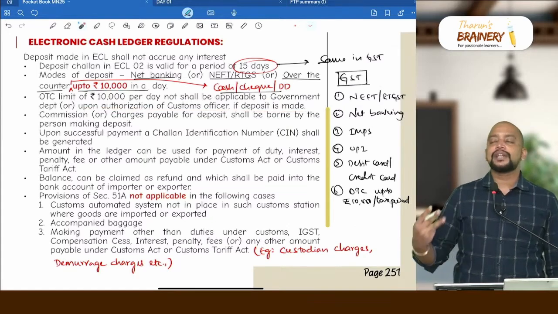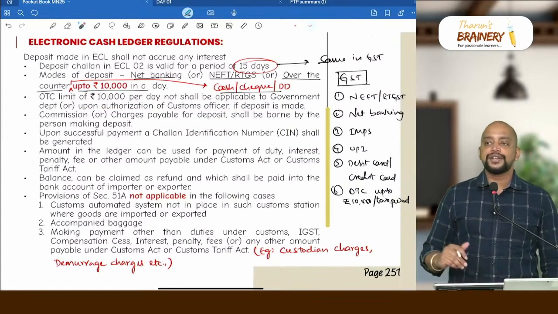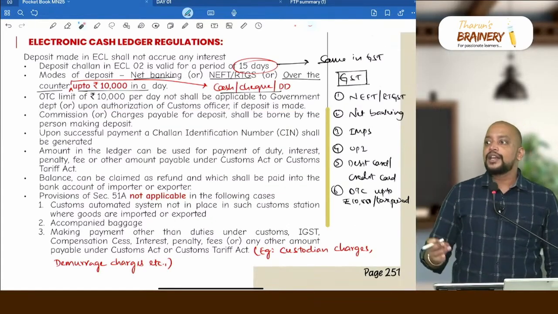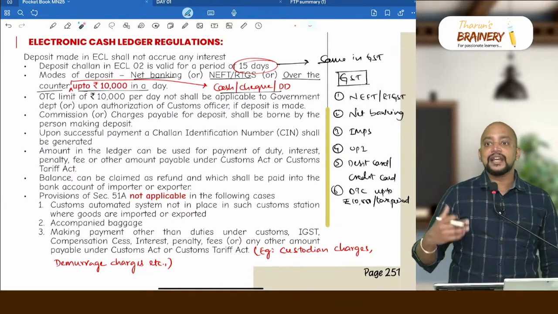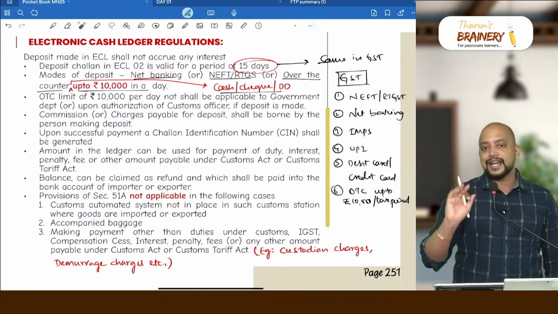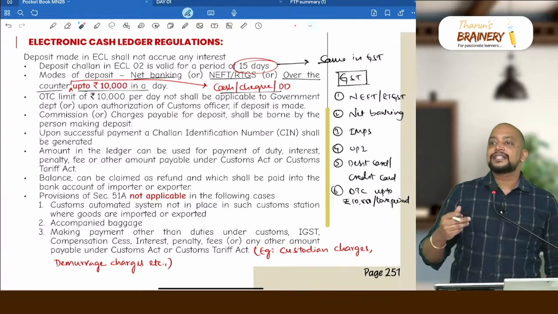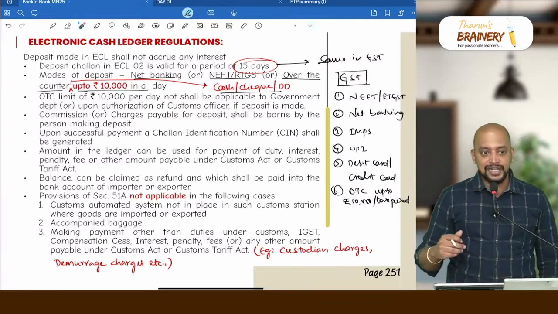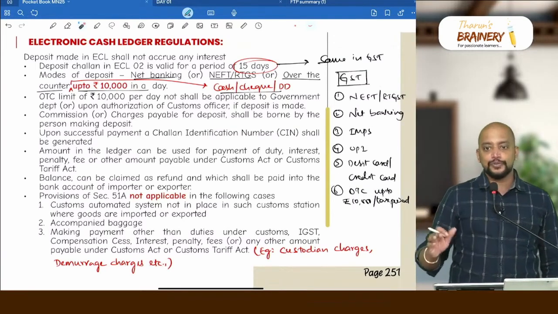In GST we have 3 cases. There is no restriction on OTC limit. Number 1, garment department. Number 2, if it is like any recovery proceedings. During recovery proceedings, if GST officer collects any amount, that can be deposited, or during any search proceedings, investigation proceedings, if they collect any money, that can also be deposited.